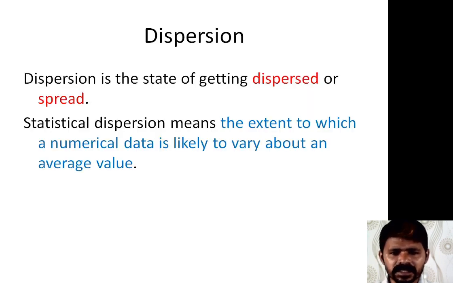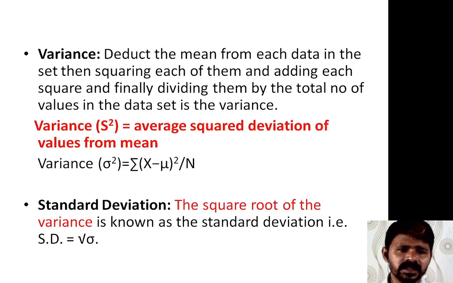Dispersion is the state of getting dispersed or spread. Statistical dispersion means the extent to which numerical data is likely to vary about an average value. That means how far the observed values are from the average value, or we can consider it as the mean value. Normally, in dispersion, two techniques are frequently used. Those are variance and standard deviation.